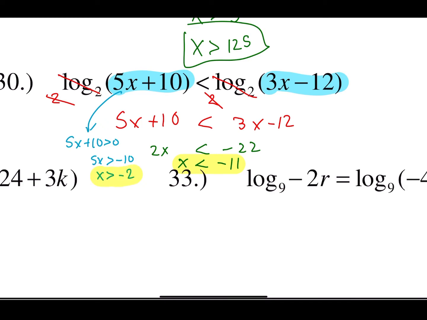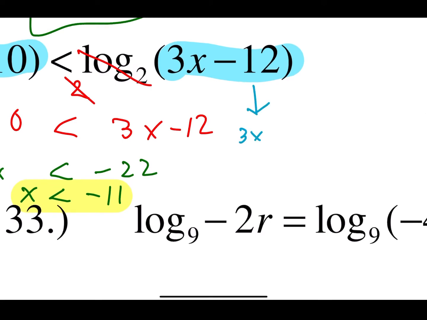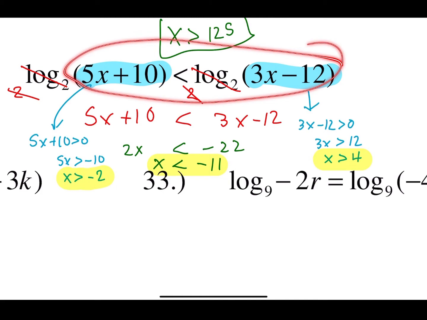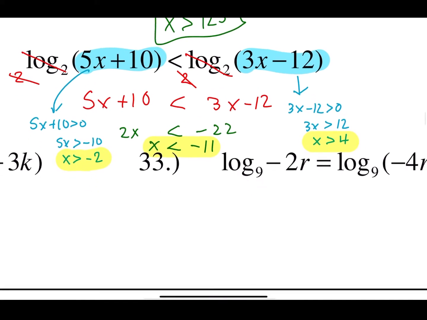On the other argument, 3x minus 12, let's set it greater than 0. 3x minus 12 is greater than 0. Add the 12 to the other side, divide both sides by 3, and we have x is greater than 4. Let's look at this inequality. For this log to be possible, all three inequalities have to be true at the same time. Now, which inequalities we write as our answer depends on which inequality is stronger than the others. I'll explain what that means.